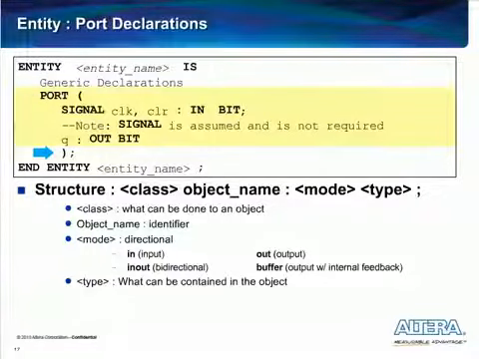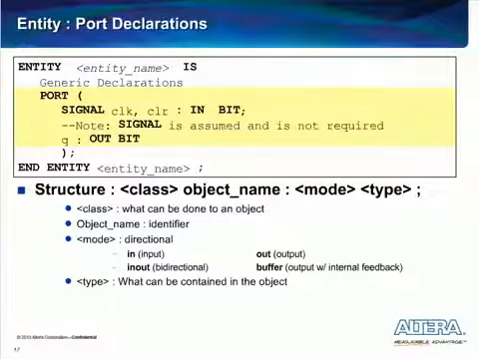The structure for a port declaration goes class, object name, colon, mode, and then type. The class is most always signal, though it doesn't have to be, so you almost never see the word signal actually appear in a port declaration. The object name is the name of the I/O port. In this example, the object names are clock, clear, and queue. Since clock and clear are of the same type, they are declared together, separated by a comma.